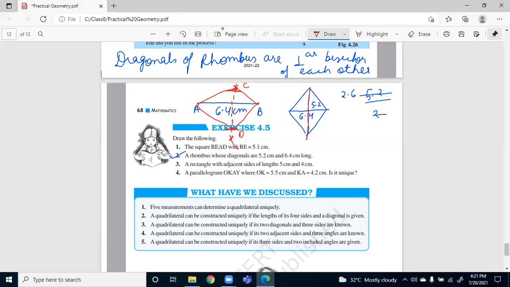Excuse me, ma'am, I have a doubt in this question. You have a doubt in question number 2? Yes, ma'am. I'm asking whether we need to open the compass to 2.6 centimeters or 5.2 centimeters. See, 5.2, if I take the half of 5.2, then it is 2.6. Okay, ma'am, so we need to take the measure of 2.6.